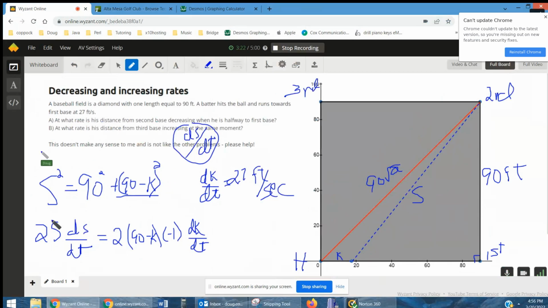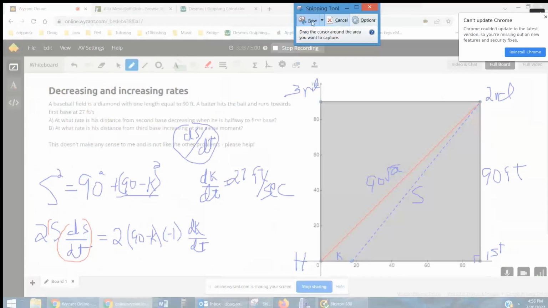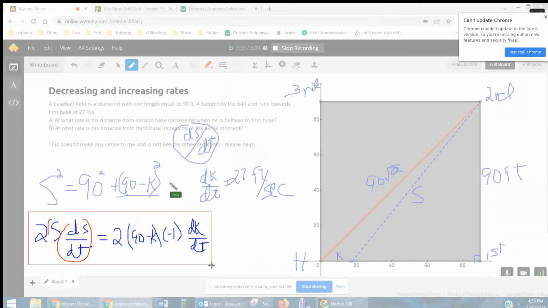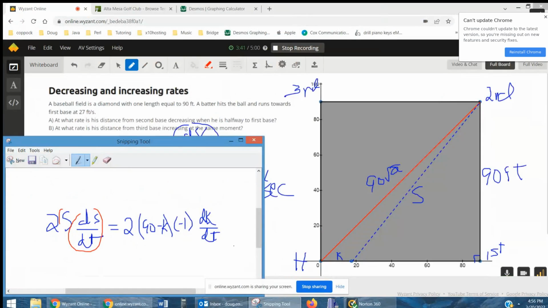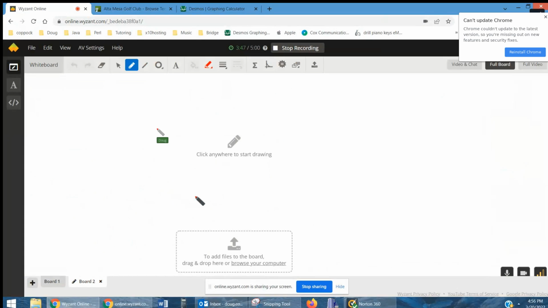And to solve for this s right here, to solve for ds/dt, we have to divide both sides by 2s. So I'll take a copy of that equation that we have so far. Go to board 2. I'll try to go to board 2. There we go.